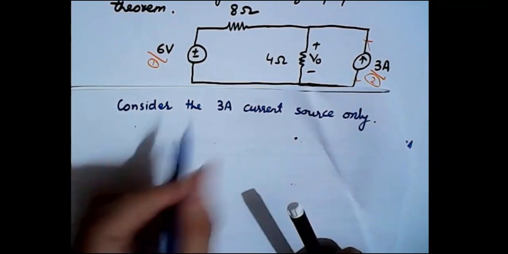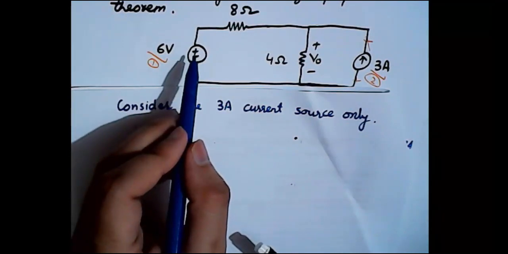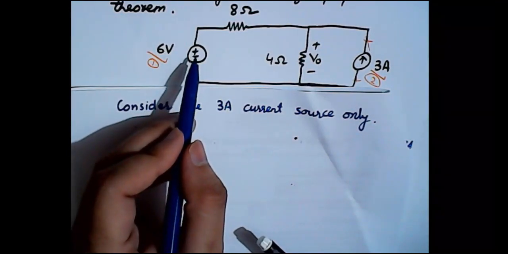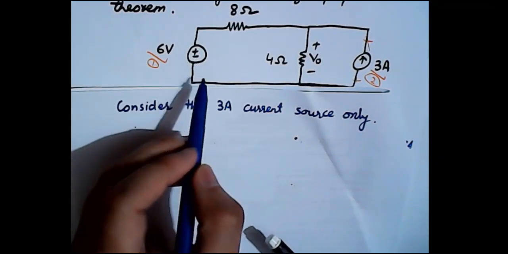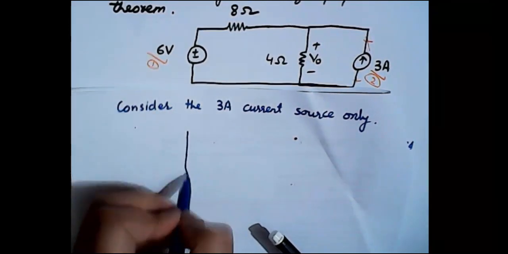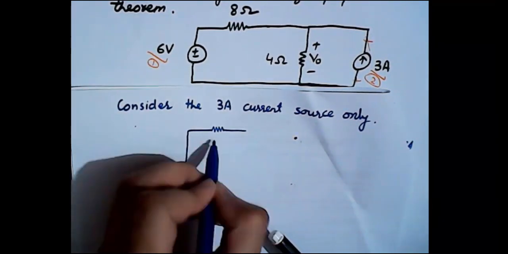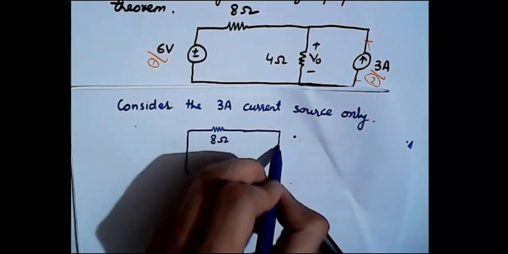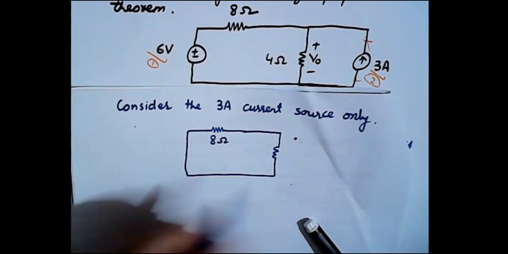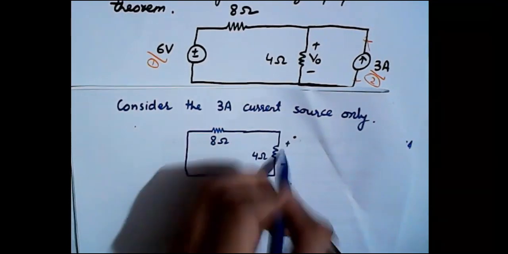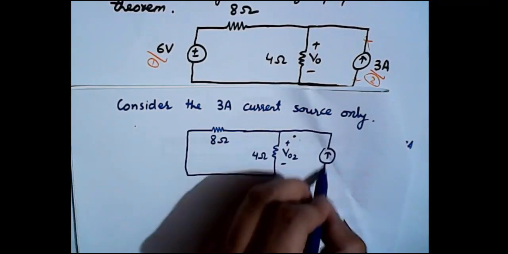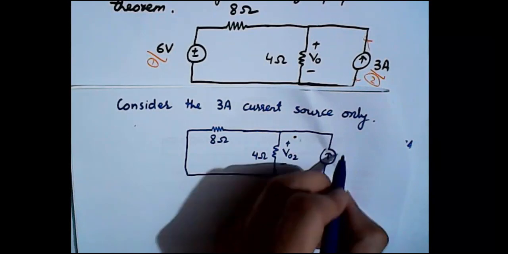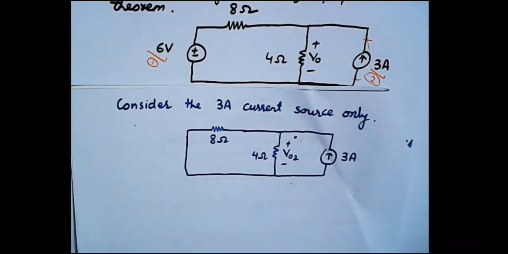And now what we need to do with this voltage source is turn it off, and the voltage source is turned off by making the voltage equal to 0. That means replacing it with a short circuit, right? So we replace this voltage source with a short circuit. Then comes the resistance of 8 ohms, right? Then we have another resistance of 4 ohms. This voltage will now be V02, and finally we have a current source of 3 amperes, right?